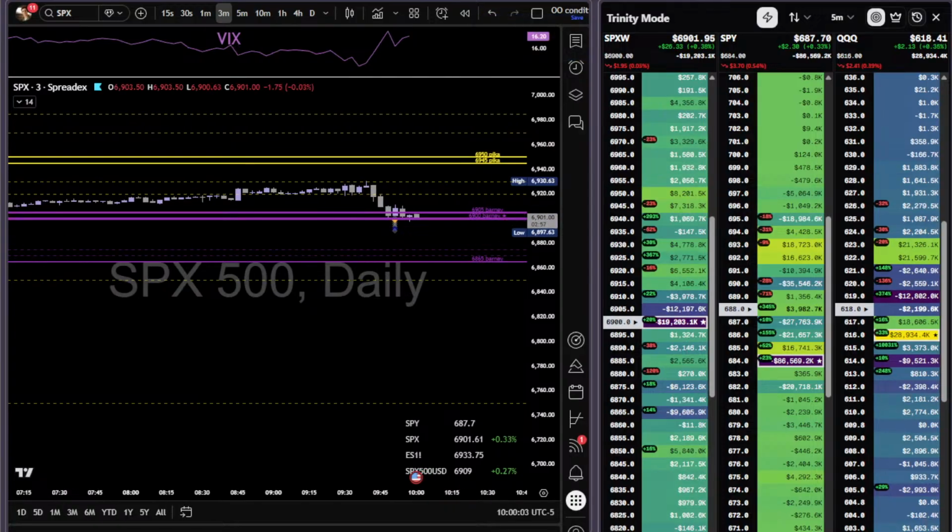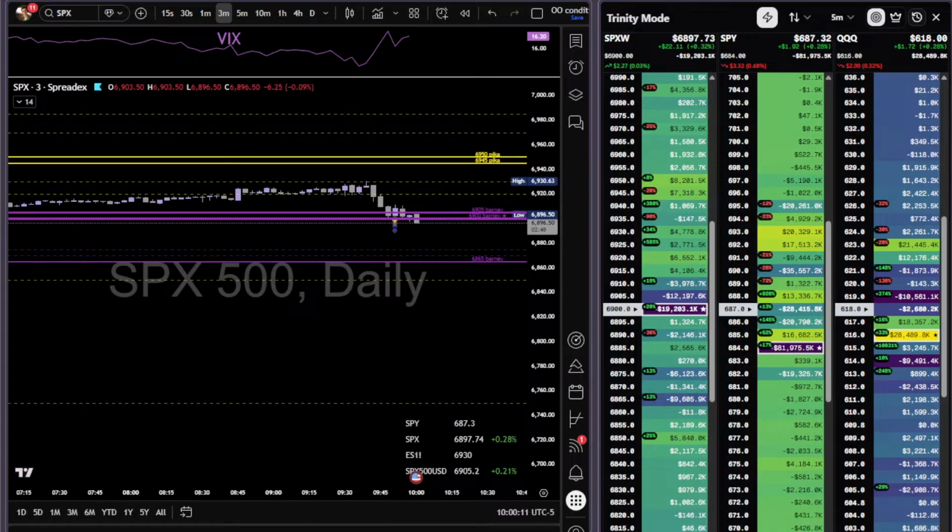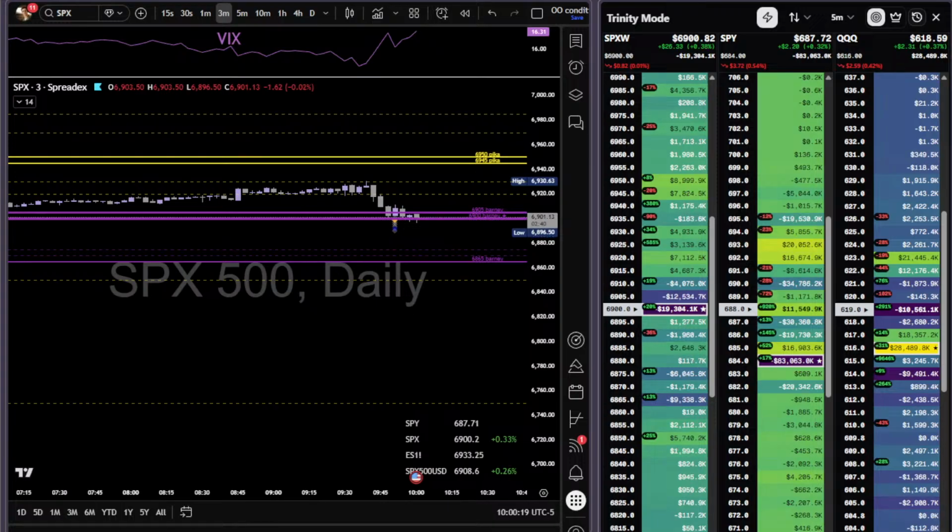Order filled. Ah, stop got hit. That'll keep me from losing a bunch though. Let's see where we stop. We're pushing on through, coming down lower. That was a nice little jump.